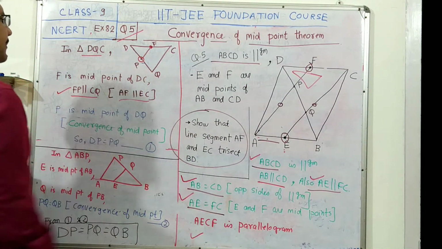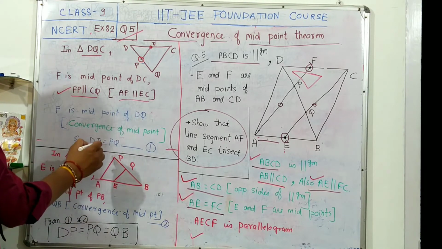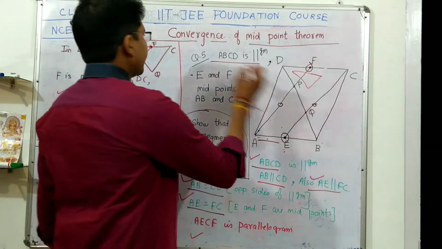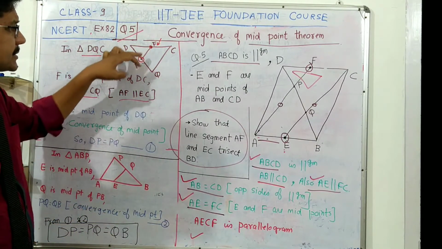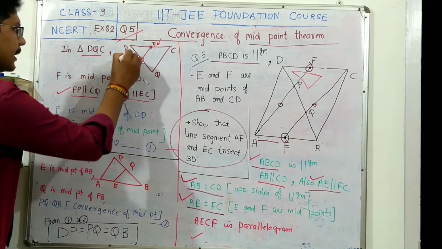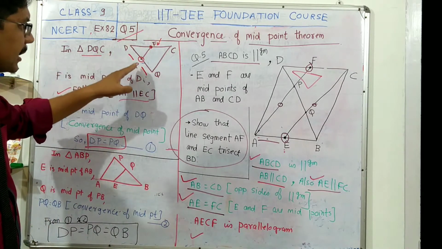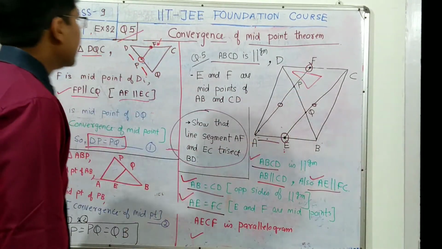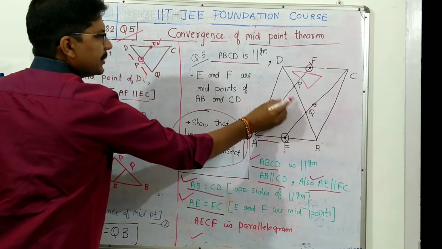P is the midpoint, and F is also a midpoint. So what is our theorem? If F is a midpoint and we draw a line parallel to this side, then P will be dividing DQ into two parts. That's what is happening here: DP will be equal to PQ. Why? Because F is a point from which the line is coming parallel, and it is given that F is the midpoint. Therefore when we draw this line parallel, P divides this into PQ and DP.